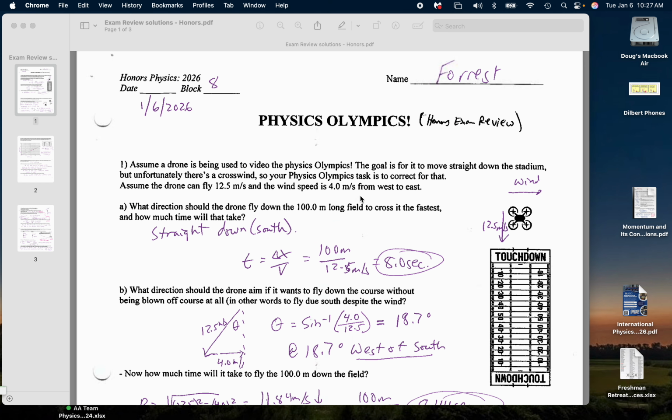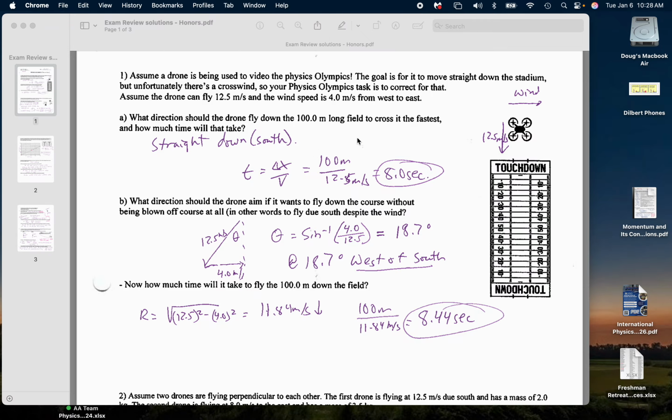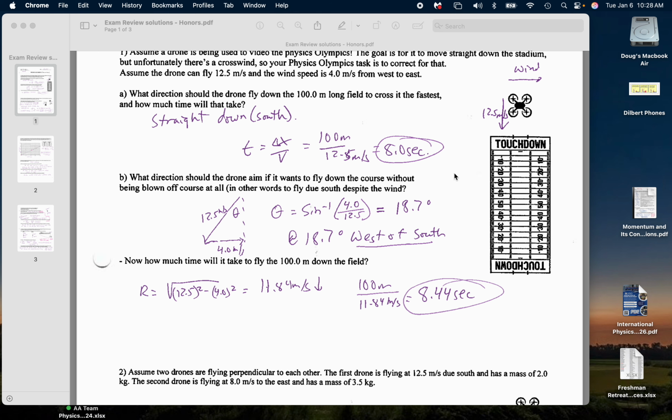The first thing here is basically a vector problem. The wind is going from west to east, and this drone is going north to south. It's asking where it should aim to get down in the least amount of time. To do that, you want to aim exactly in the direction that we wish to head. In this case, that's 100 meters divided by 12.5 meters per second, so it takes 8 seconds to head down the field. It says across, but basically it's down the field.